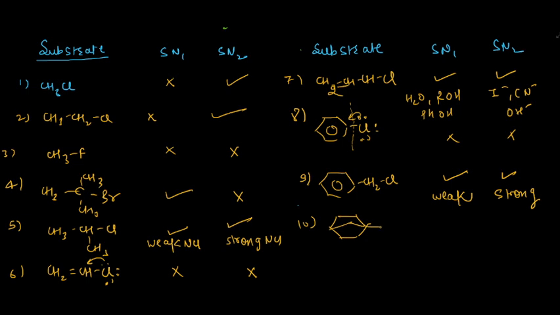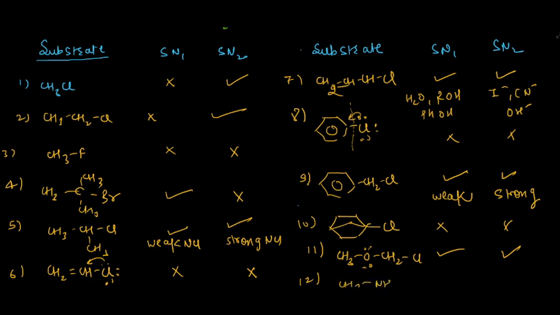Tenth, we have this bridgehead chlorine. Bridgehead chlorine can't give SN1 or SN2 because inversion is not possible in case of SN2, and a bridgehead carbocation doesn't exist due to Bredt's rule. We have seen Bredt's rule. It will go SN1 and SN2. SN2 because of less steric crowding. SN1 because it is a +M stabilized carbocation.